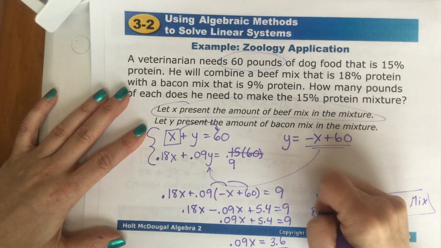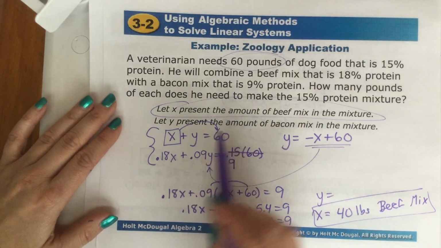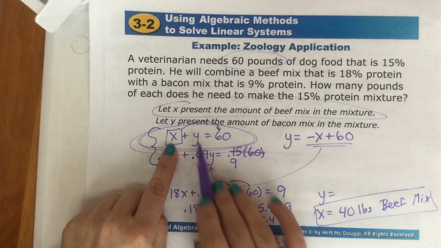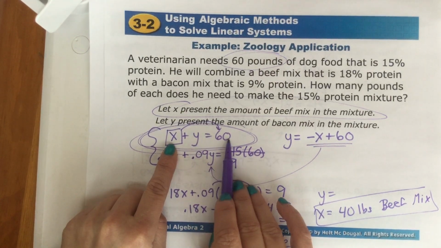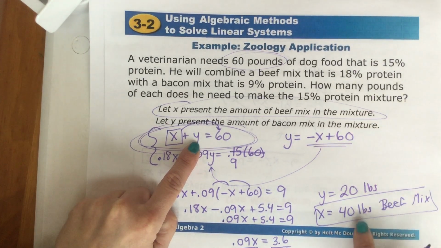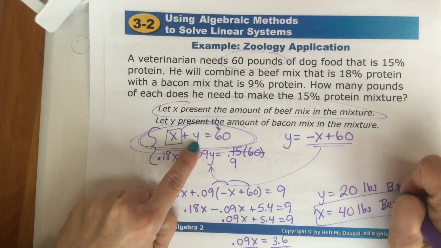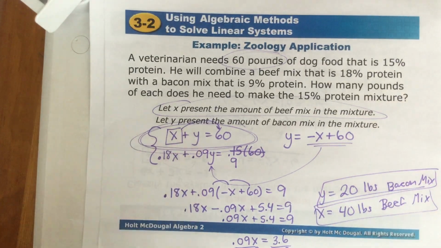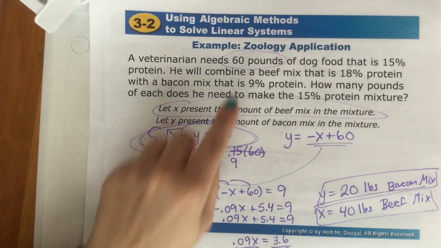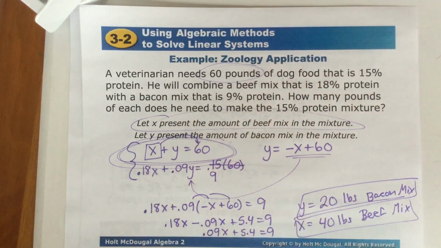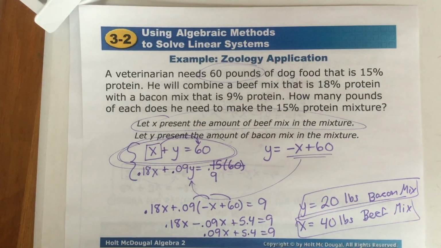To figure out how much of the other one we need, we go back to one of the originals. Well, here's the easiest one to deal with. If X is 40, what could you add to 40 to make 60? Well, that would be 20. So I would need 40 pounds of the beef mixture, and I would need 20 pounds of the bacon mixture for that animal to have 60 pounds of dog food that ends up with its dietary needs, which is 15% protein. So it's really cool what you can actually do with this stuff.